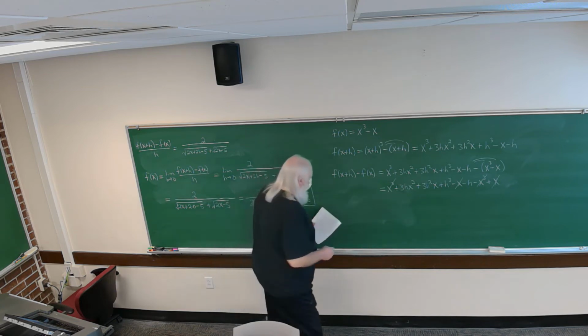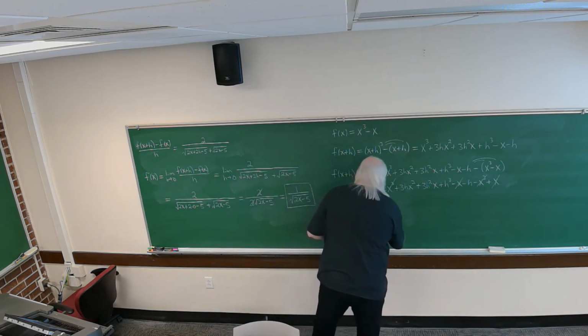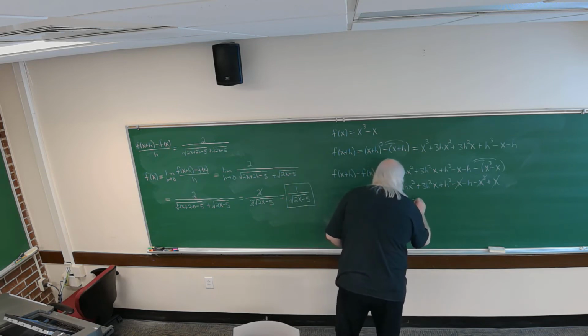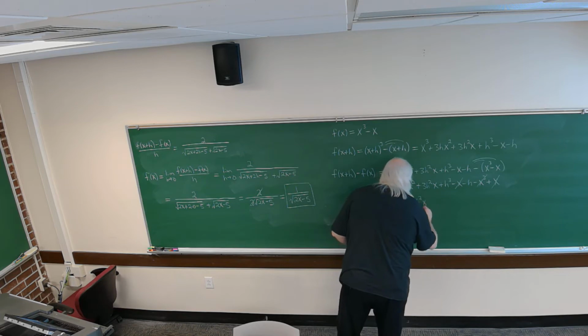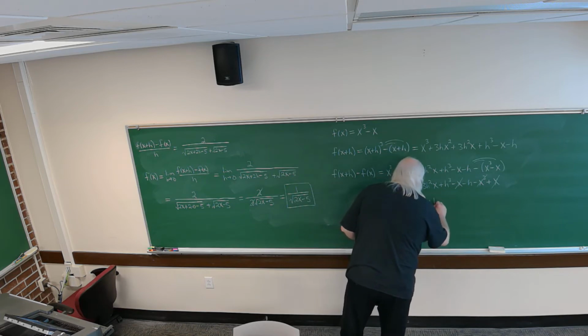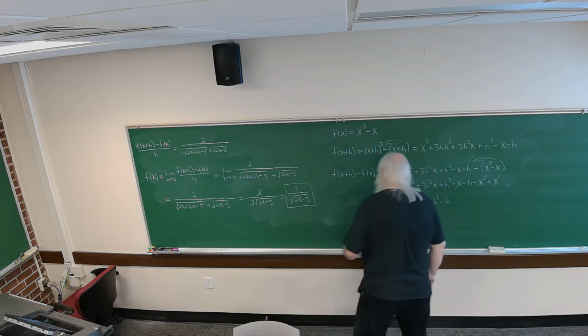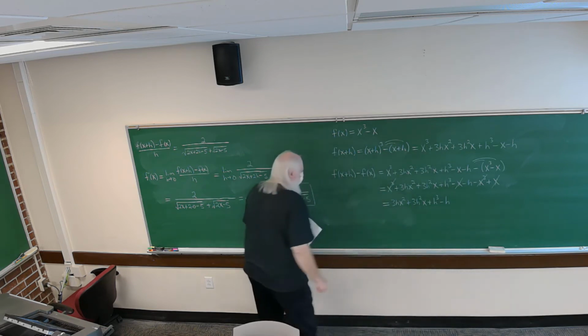And so we're left with 3h x squared plus 3h squared x plus h cubed minus h for f of x plus h minus f of x.